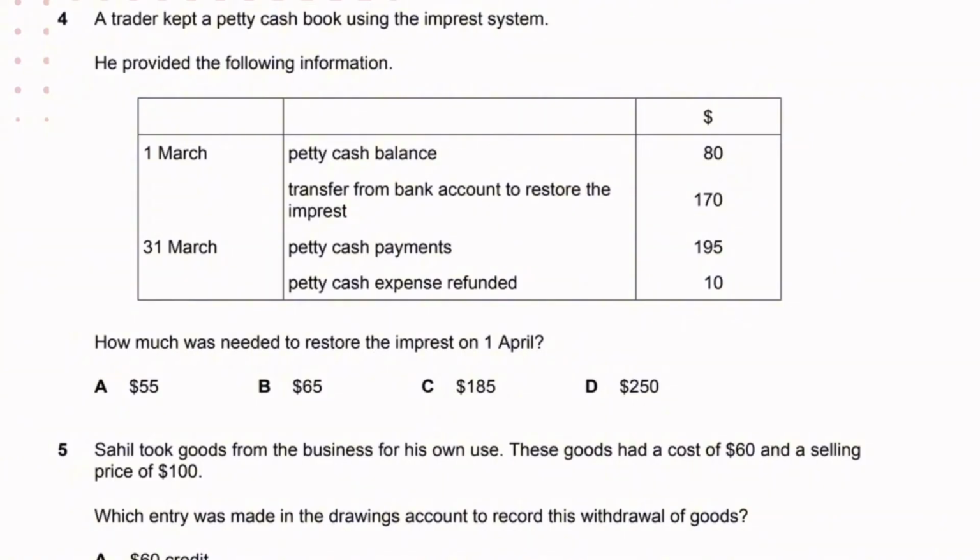Question 4. A trader kept a petty cash book using the imprest system. How much was needed to restore the imprest on 1st April? So we need to find the closing balance, because the timeline is from 1st April to 31st March. Let's calculate the imprest amount. The imprest amount is the fixed amount that the petty cash book must have as a balance. You can see the 1st March petty cash balance is 80. Then there is the transfer from the bank account to restore the imprest.